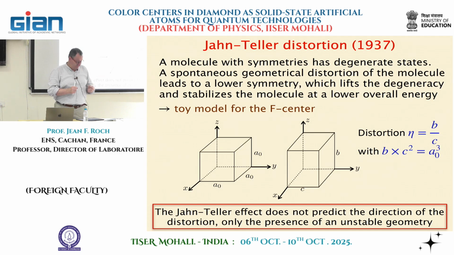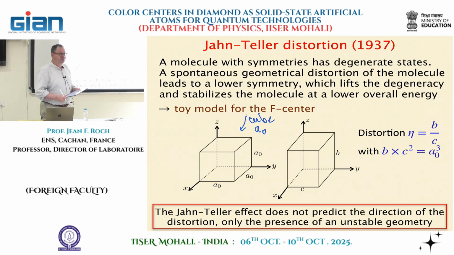So now we can illustrate that with the toy model that we have for the F center, for the electron trapped in these alkali crystals. Instead of considering the cube here of lattice parameter A0, we now distort the system.